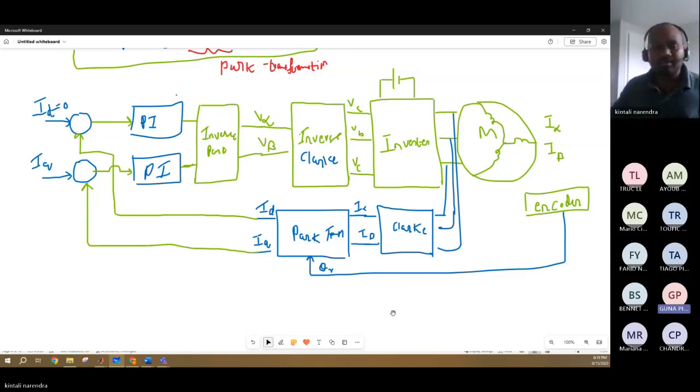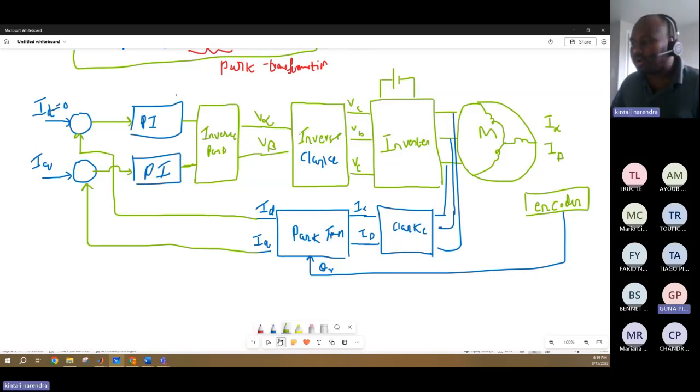So what is PI again? PI controller, or control system, you can say. Proportional integration controller. What does it do? We didn't speak about it.